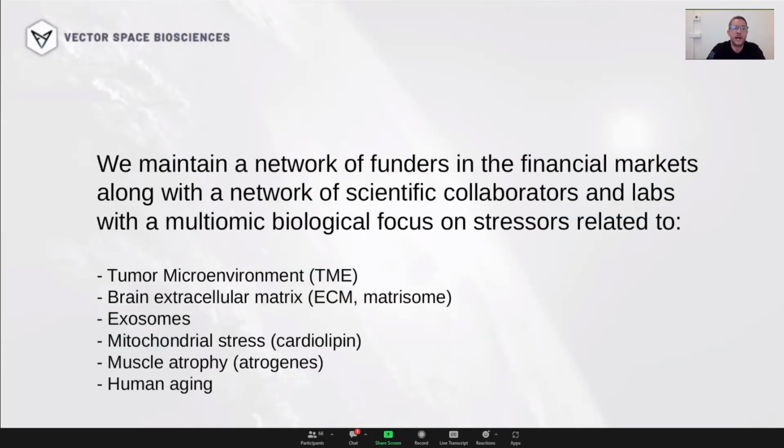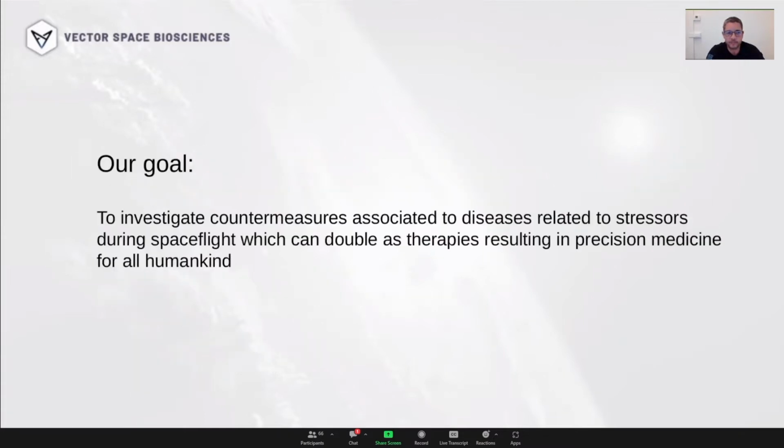We also maintain a network of funders in the financial markets, along with a network of scientific collaborators and labs with a multi-omic biological focus on stressors related to the tumor microenvironment, the brain extracellular matrix, exosomes, mitochondrial stress, muscle atrophy, and human aging. Our goal is to investigate countermeasures associated to diseases related to stressors during spaceflight, which can double as therapies resulting in precision medicine for all humankind.